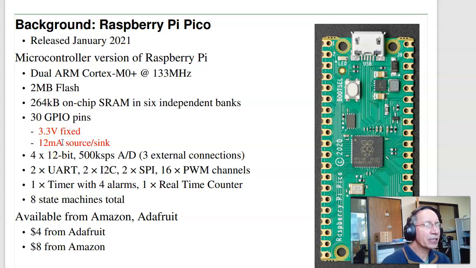The nice thing about it, it's got 4 analog inputs, 12-bit A to Ds, sampling at 500 kilosamples per second. 2 serial ports, 2 I2C ports, 2 SPI ports, 16 PWM channels, one timer with 4 alarms, 1 real-time clock, 8 state machines. In other words, it's just a beauty to use for electrical engineers that want to do some I/O. And they're also cheap. The Raspberry Pi was $80. The Raspberry Pi Pico is $4 from Adafruit.